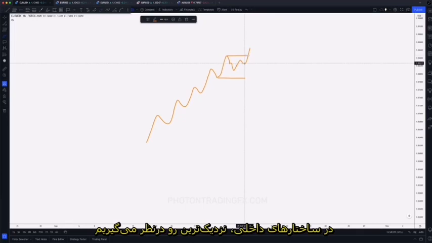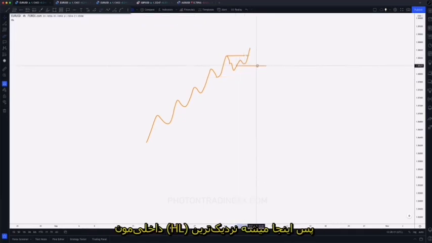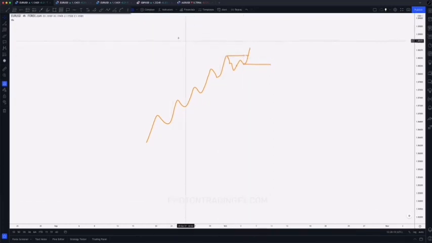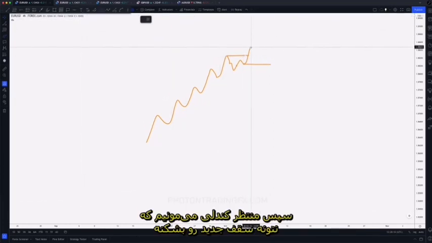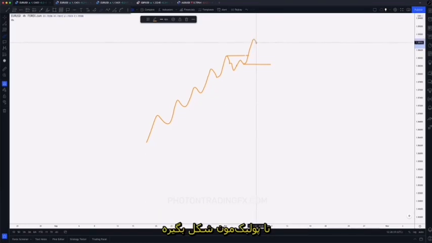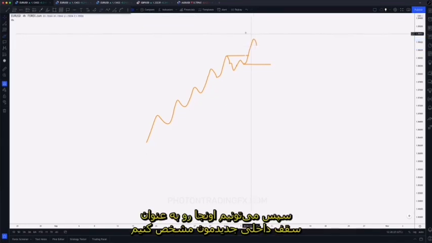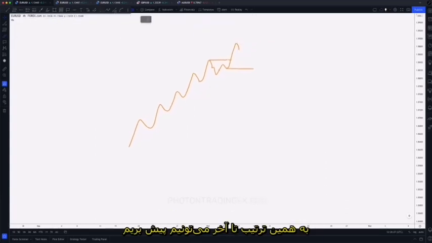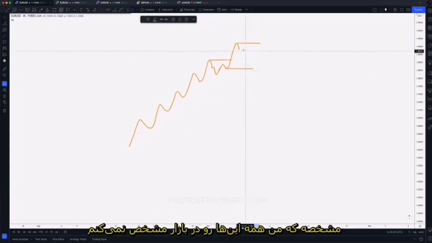With internal structure, we take the nearest one. So this becomes our nearest internal high low. We would mark that out, and then we would wait for the next candle that fails to break the prior candle's high. So then we get that pullback, and that is when we can mark out this being our next internal high, and so on and so forth. But obviously I'm not going to mark these out in the market.